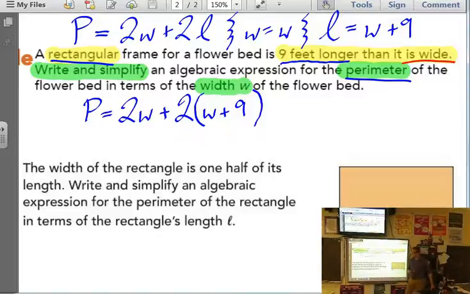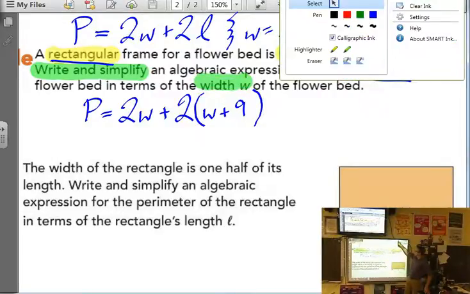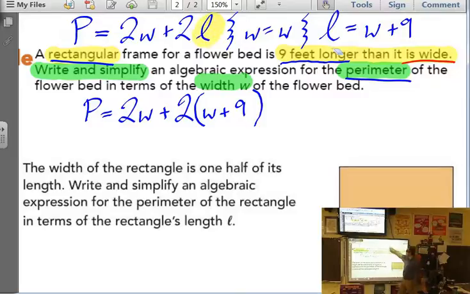Abby? Wait, so we're not actually having L in this expression. We do. We just replaced it. Our L is W plus 9, so we replaced it. Instead of using L, we replace it. And here's the nice thing. Now we only are using one variable instead of two variables. So we're not using L in the expression, but we're using the length. We're not using the variable L, but what it's representing. Yeah, exactly.